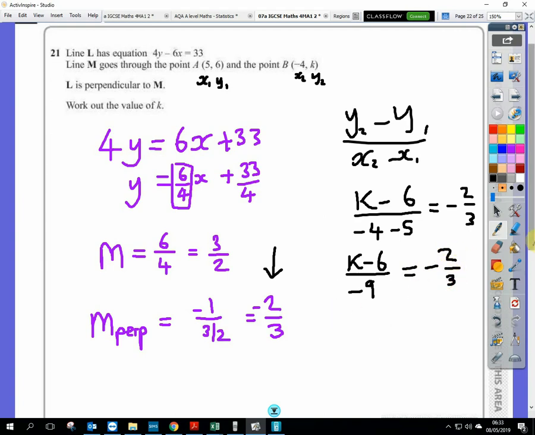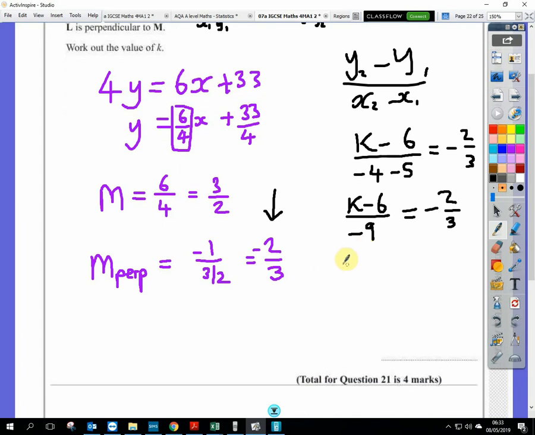I'm trying to work out what k is. So what I can do here is I can times both sides by negative 9. So k minus 6 is equal to negative 2/3 multiplied by negative 9, because it's divided by here, you see. You can type this into the calculator, you end up with 6, and then add 6 to both sides to get rid of the negative 6, so k is equal to 12.